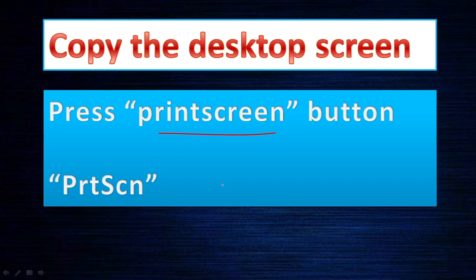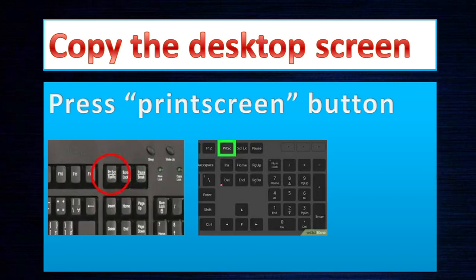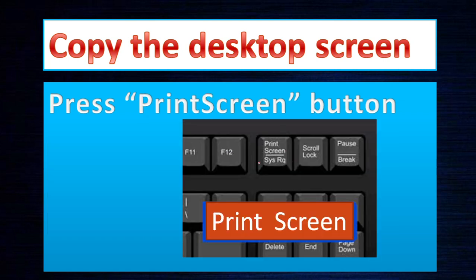So where is the print screen button? It's on the keyboard. You can see it at the top, Print Screen, or on some keyboards it will be PRTSCR. Generally it's something like this. Sometimes it's in blue color, which means you have to use the function key and then press this button. You should be familiar with the print screen button.